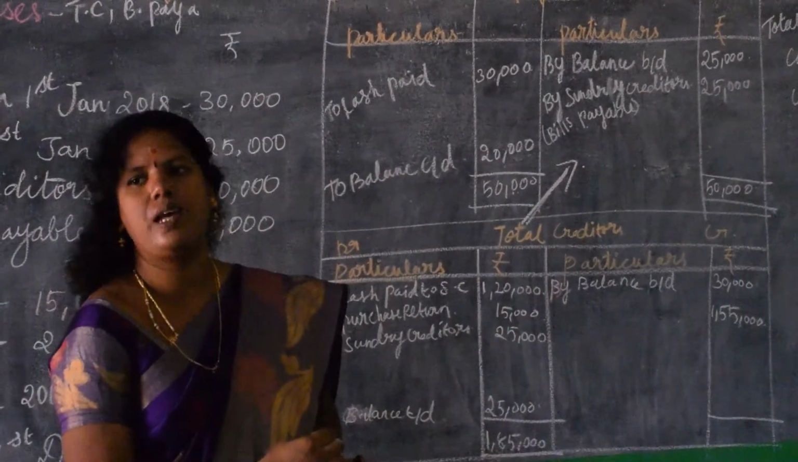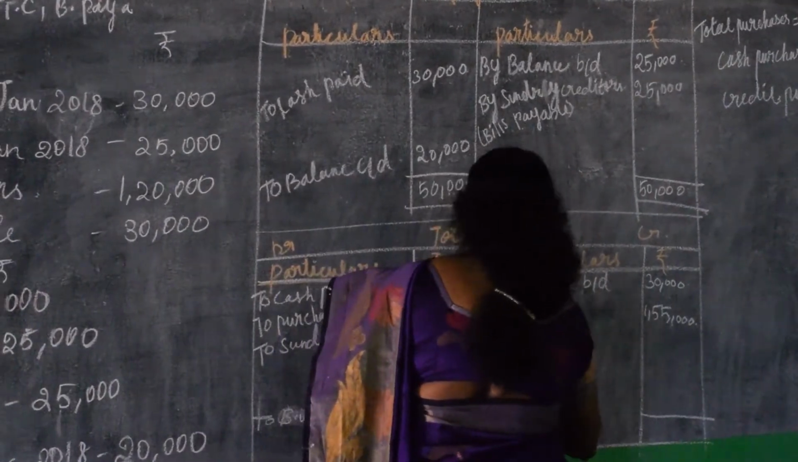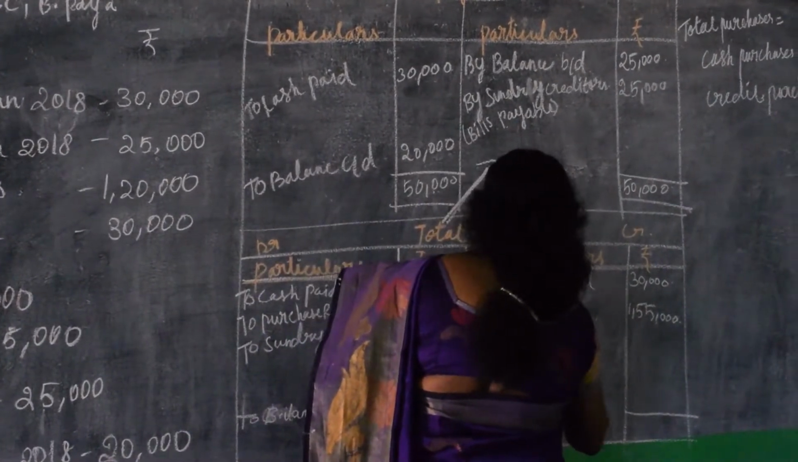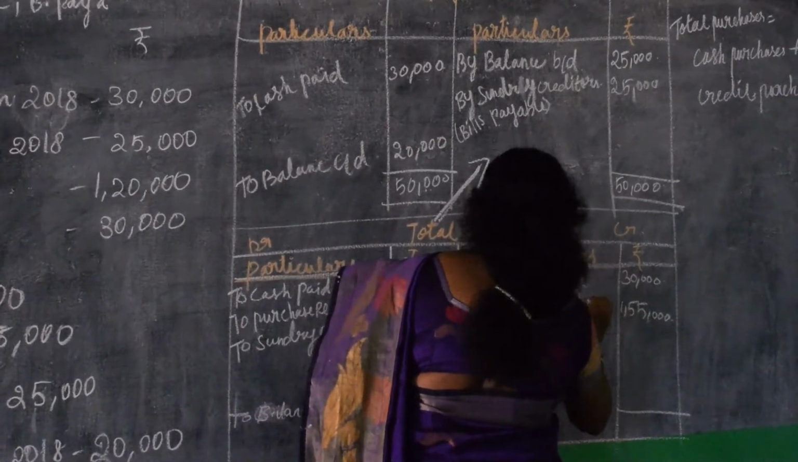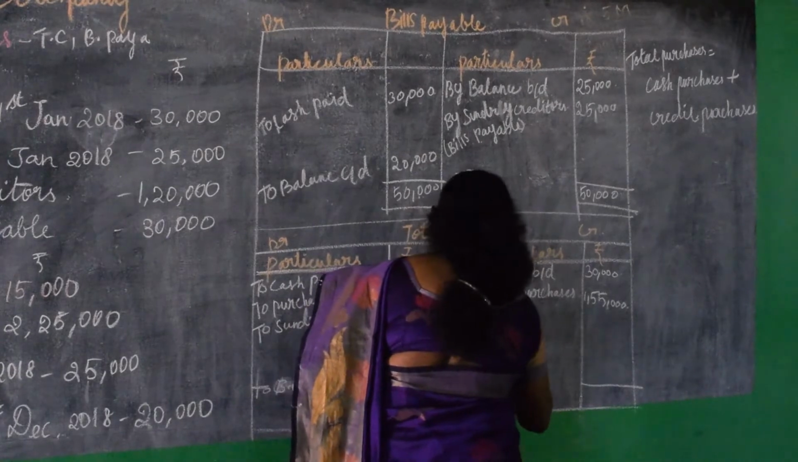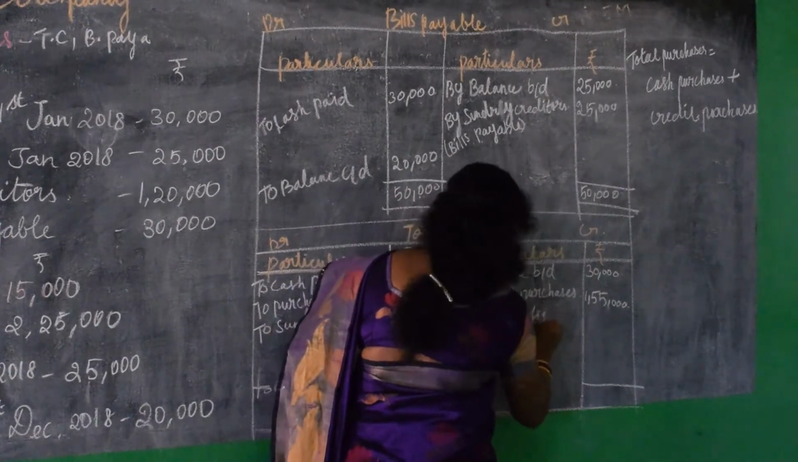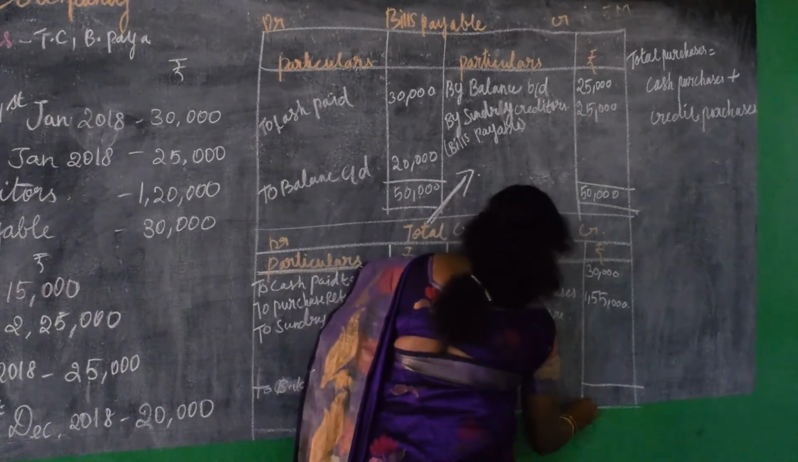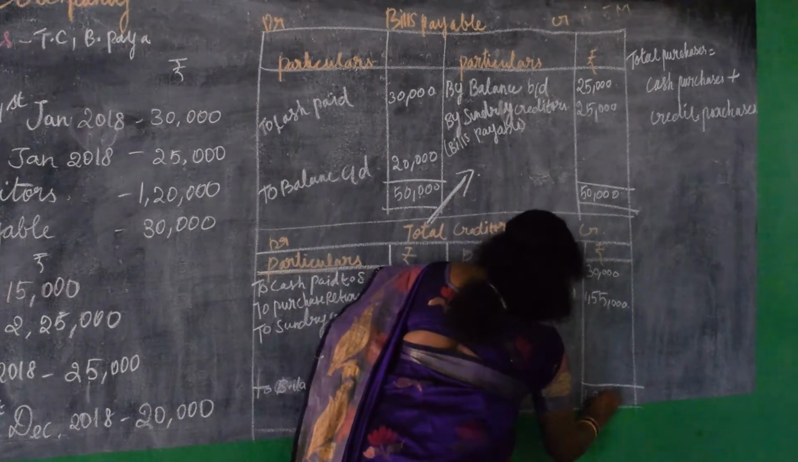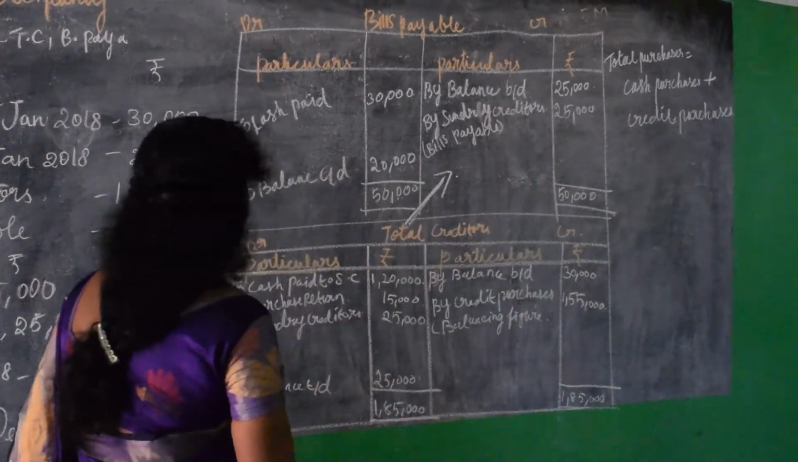Yes, have you all guessed? Yes, it is credit purchases. 1,55,000, that is a balancing figure. Total on both sides, you will get 1,85,000. Know the format. Okay, write the formats clearly.